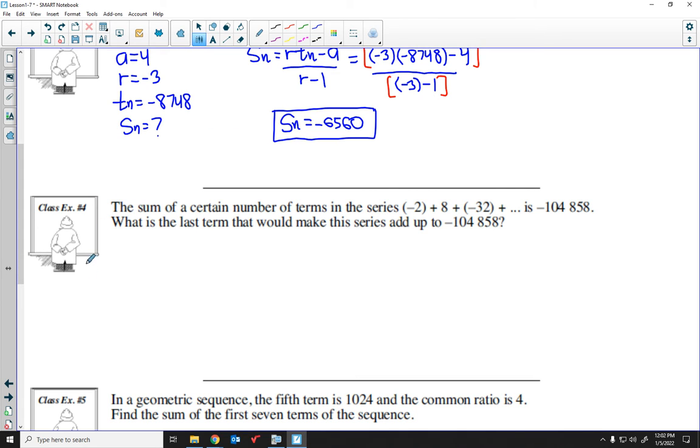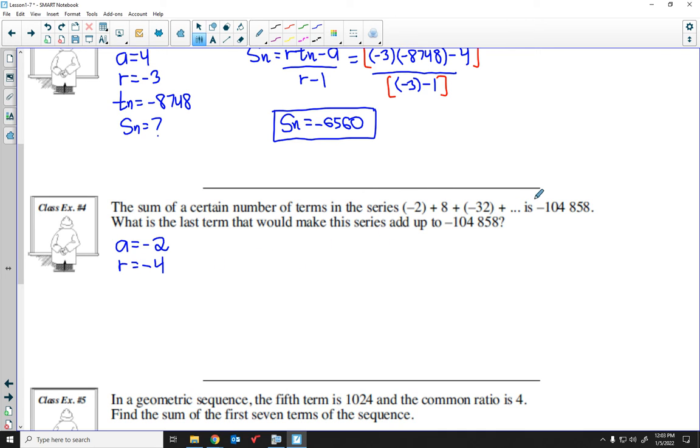Okay, so what I know right here is I know the value of the first term. That's a is equal to negative 2. I know the value of the common ratio. I can just look at it quickly. How do you get from negative 2 to positive 8? You multiply by negative 4. We can double check that again. How do you get from 8 to negative 32? Multiply by negative 4. 8 times negative 4 would be negative 32. So you have negative 4.